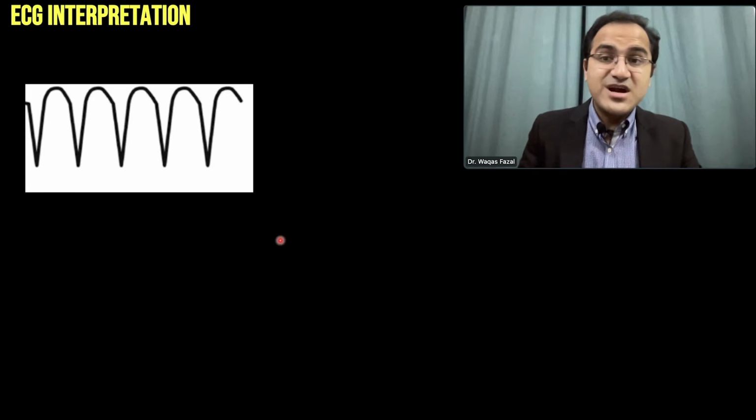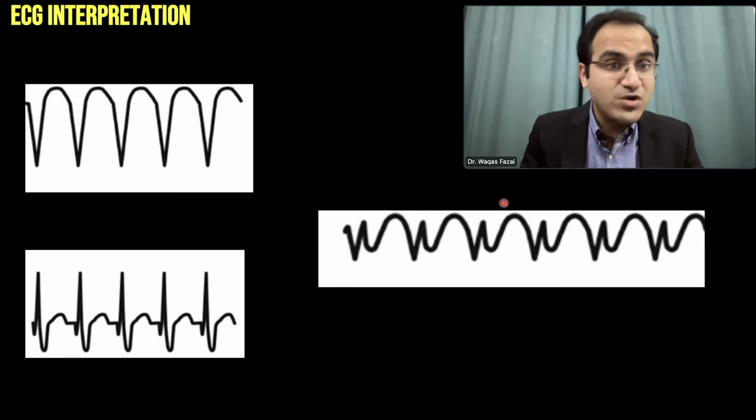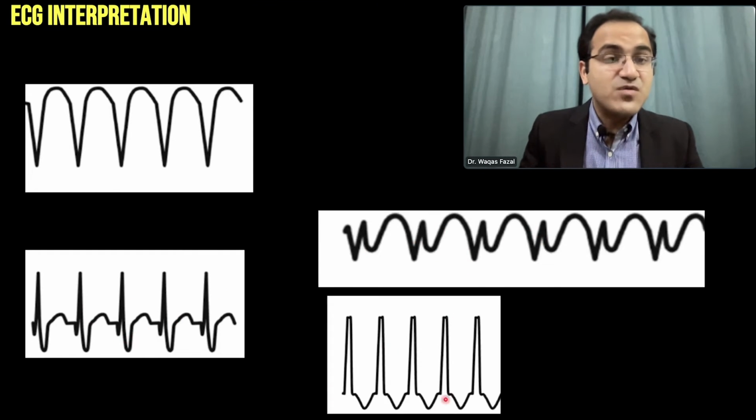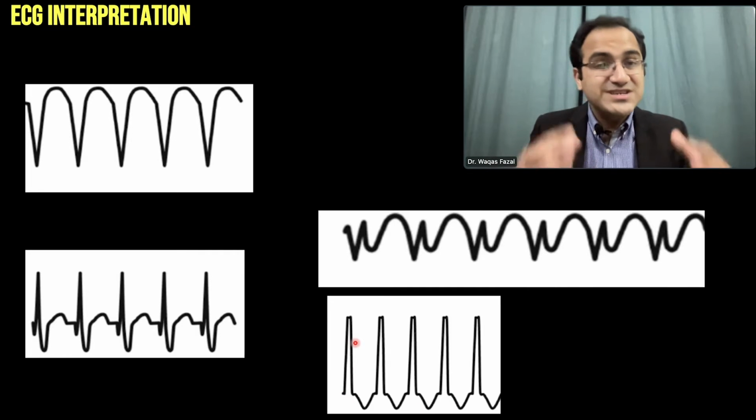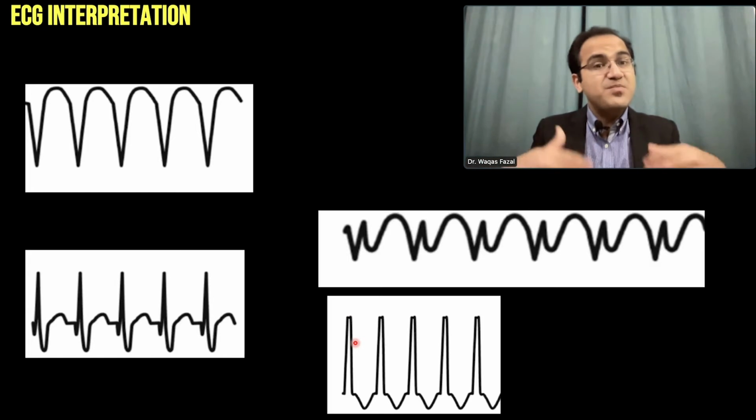Now ventricular tachycardias on ECG can appear like this. They can also appear on ECG like this. They can have a morphology like this. Their morphology can also appear like this. So these are all different types of ventricular tachycardias that can appear on ECG.